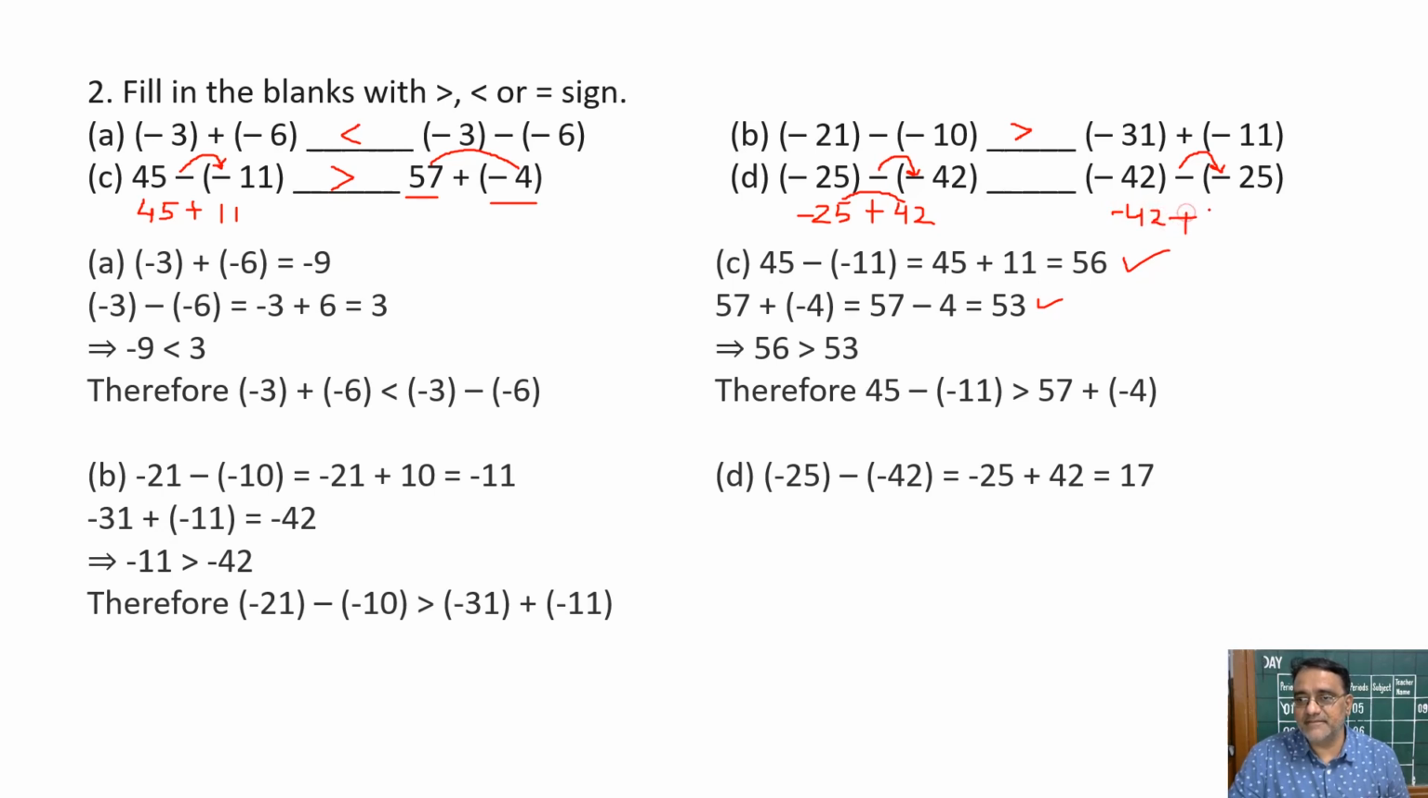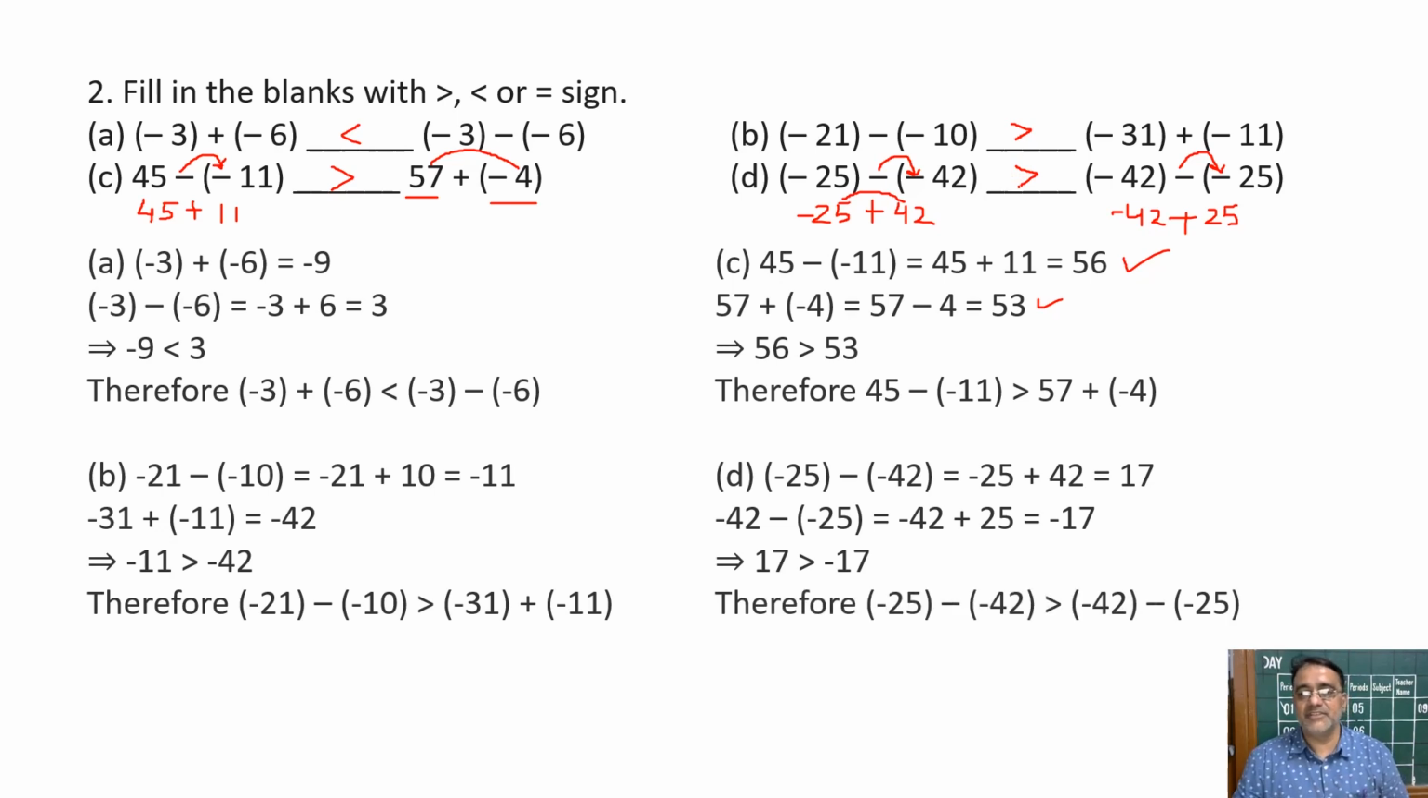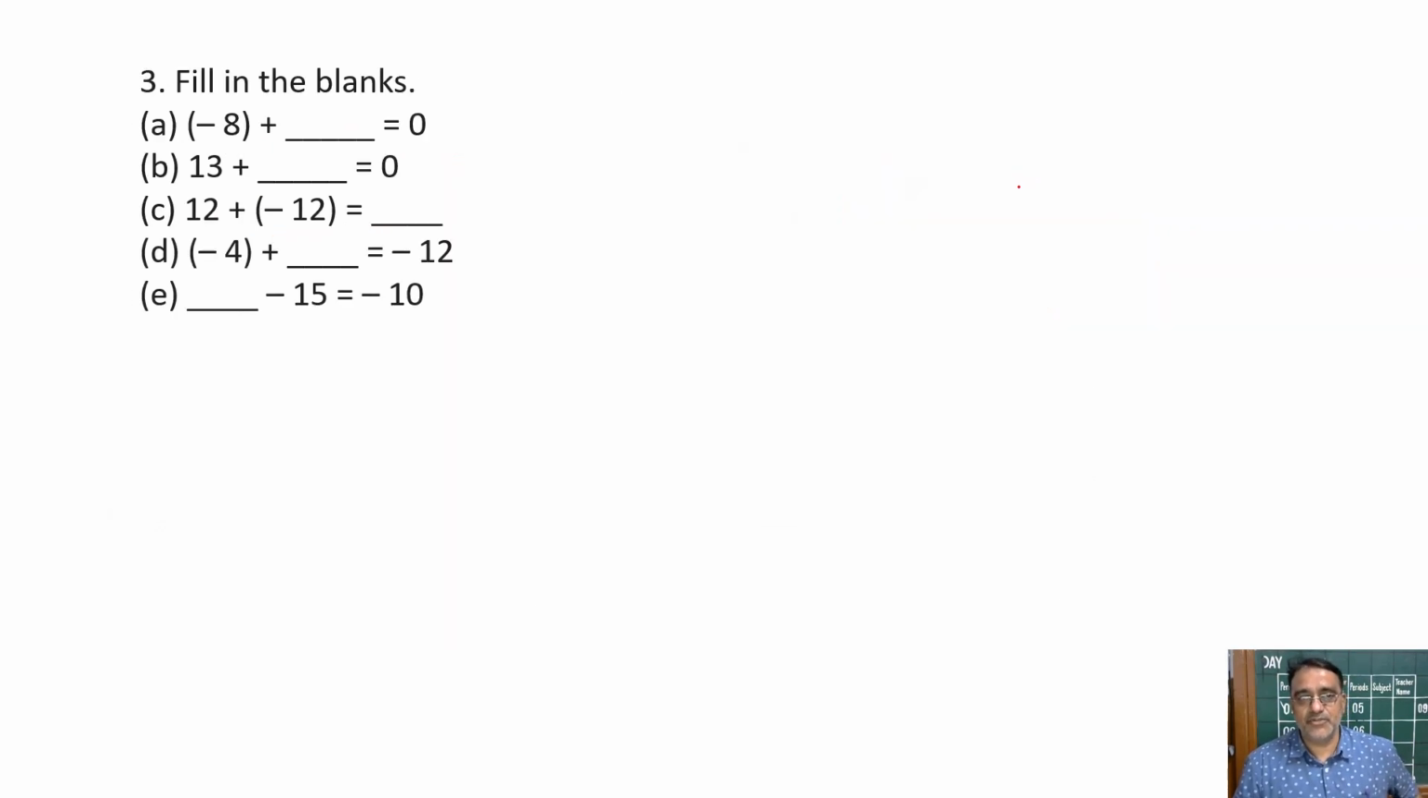plus 25. So again they are of different sign, और already difference हम लोग 17 निकाल चुके हैं, but here the greater number is 42, and what is the sign of 42? Minus. So minus 17. So 17 जो है minus 17 से बड़ा है, so we have to put greater than symbol here. Okay, so this is the second question. Now we are moving toward the third question.